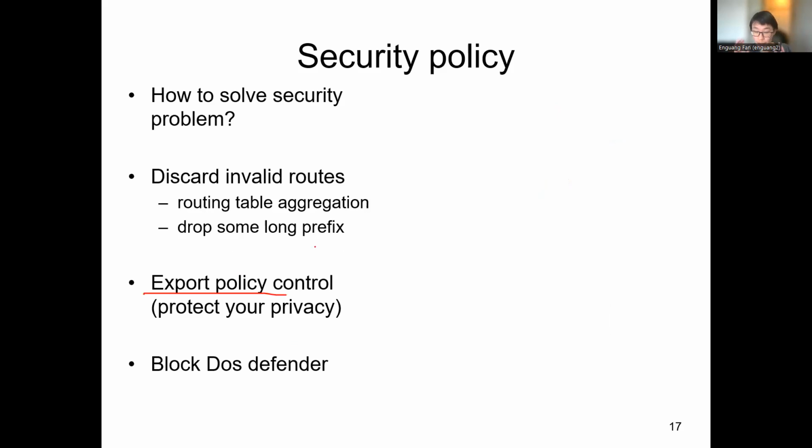Another way is to use export policy control, which means if you have a server or a router that runs valuable assets, then you want to keep it secret. You don't want external devices to see this server, right? You want to make it invisible. So you will run the export policy and you will just filter out that information. That way your privacy can be protected, right?